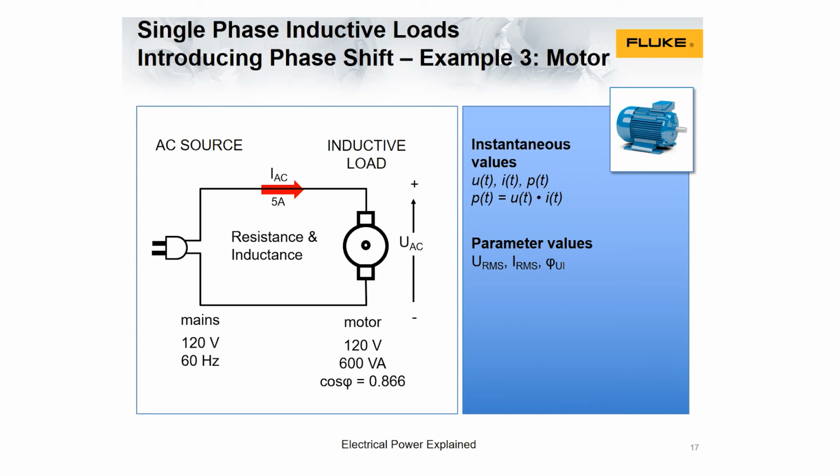Parameters. The magnetic field set up by the coils forming an inductive load resists any sudden change in the current, which means that a change in voltage doesn't immediately change the current. The current lags behind the voltage. That gives an extra parameter, the phase angle between voltage and current, phi UI. So, what is the value of the power now?